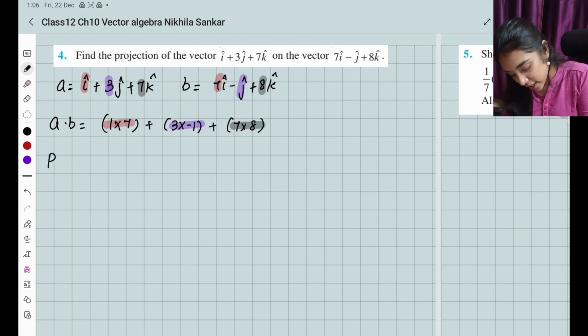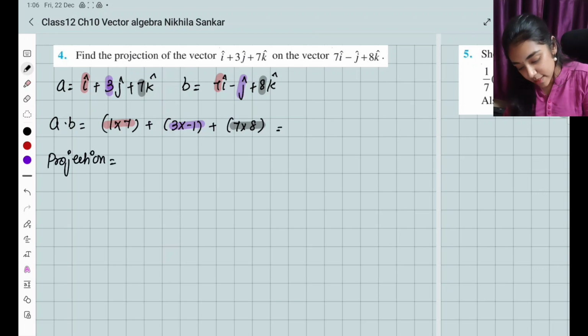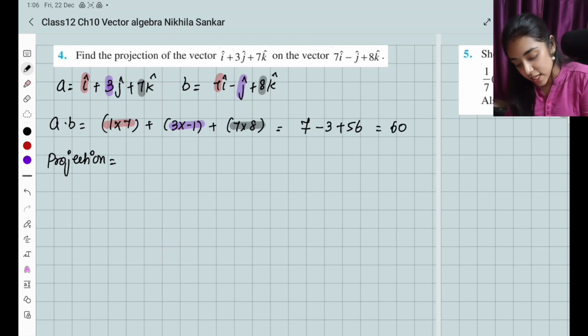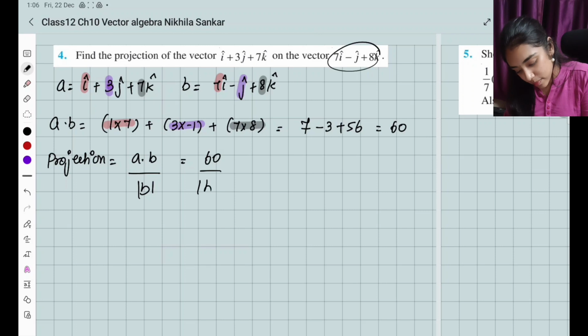Now what is the projection? Projection is going to be this. When I simplify, I'll write the answer 7 minus 3 plus 56, which is 56 minus 3 is 53. 53 plus 7 is 60. So the projection is on the b vector. So on b, it has to be the denominator, and in the numerator a dot b. Okay, so this is going to be 60 divided by magnitude of b.